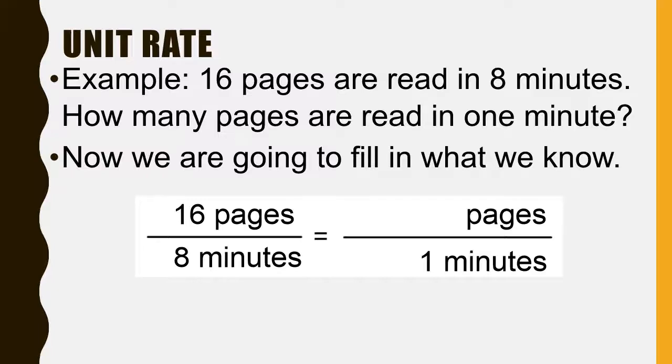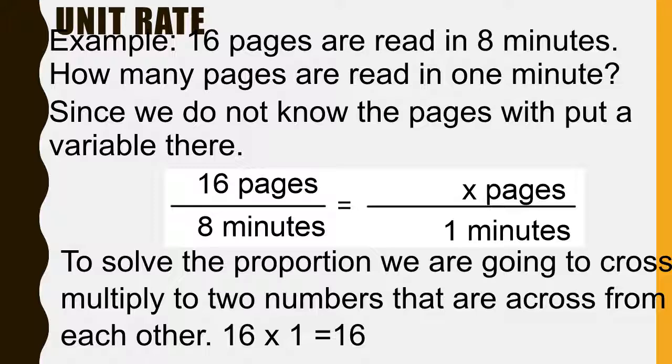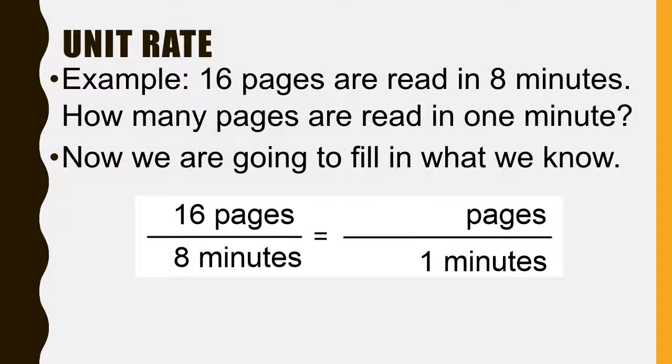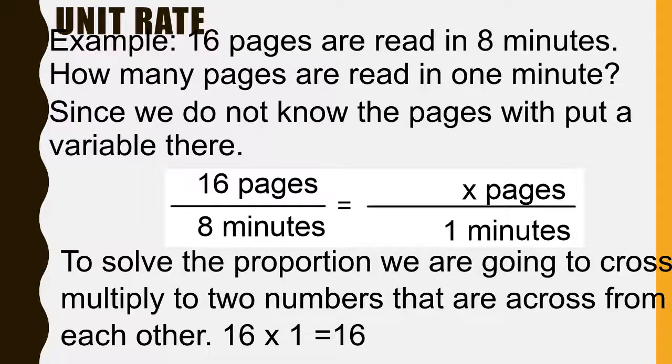Good. 8 minutes. So we have the 16 pages in 8 minutes. Then it says how many pages are read in 1 minute. So with minutes, we know it's going to be 1. But what about this space right here? Beside the pages. It says how many pages are read in 1 minute. Since we don't know, we're going to put a variable there.